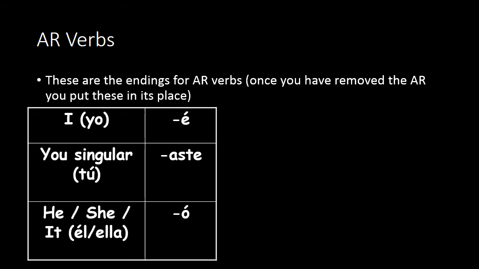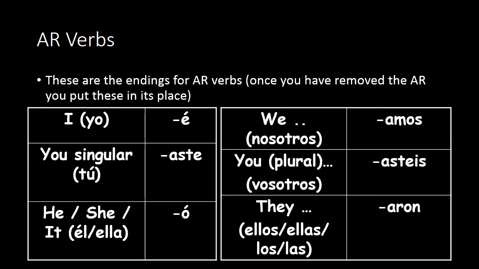So we've got é for I, aste for you singular, ó for he or she or it, amos for we, asteis for you plural, and aron for they. Okay, you might want to make a quick note of those and pause the video.